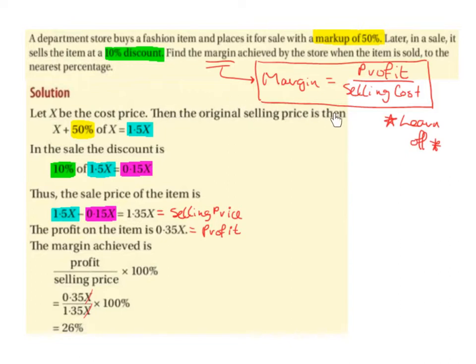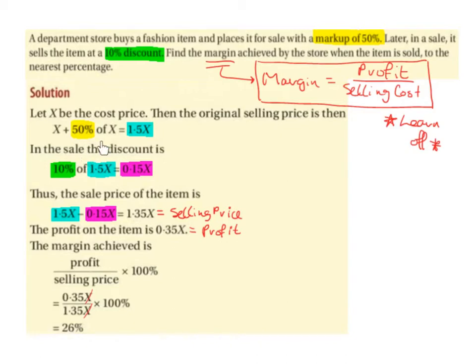Then the original selling price is X plus 50% of X, which is going to be 1.5X. So this is really 1X. This is technically a half X or 0.5X. And 1 plus a half is 1.5. So we get 1.5X.